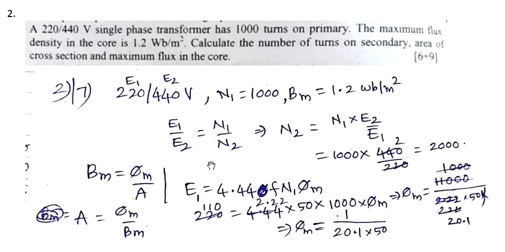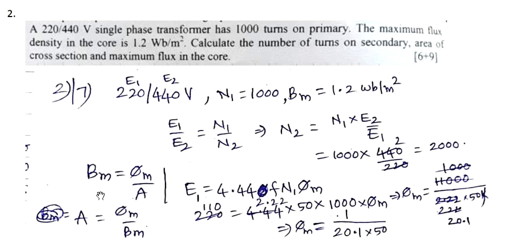Now we have the relationship of number of turns and induced EMFs, that is E1 by E2 is equal to N1 by N2. From this you can get N2 is equal to N1 into E2 by E1. If you solve this you will get N2 as 2000, right? Then we need to determine maximum flux in the core, but we are given the flux density. So how to get it?